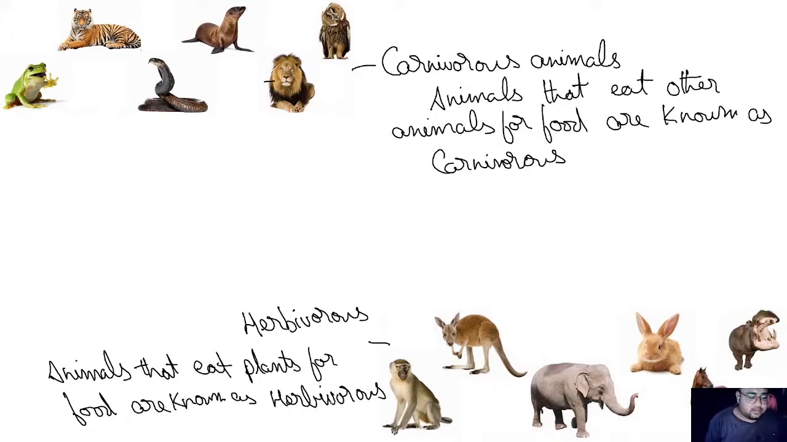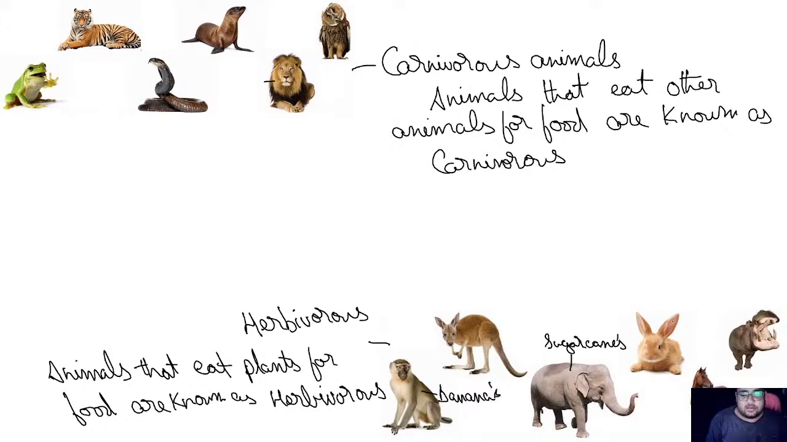So these are the animals which eat only plants. Okay, so there are a few examples. You can see monkey, which is famous for eating bananas. So bananas are generally from plants. You can see elephants, which is famous for eating sugar canes. So they are also from plants.